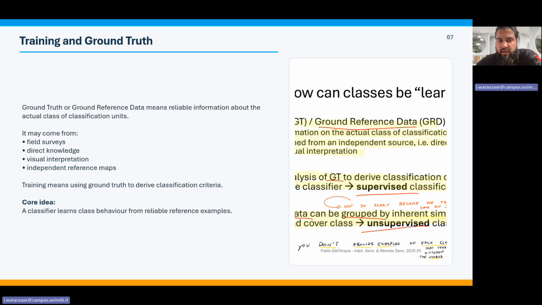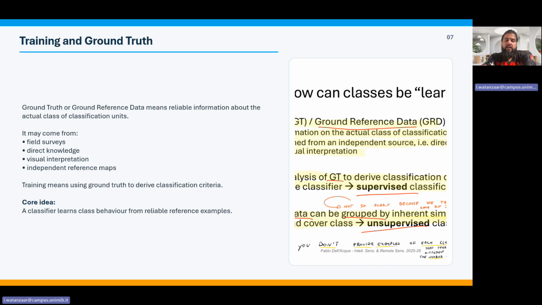The ground truth is that we are actually collecting, through surveys or direct knowledge, visual interpretation, and independent reference maps, what exactly this class should be made of. The information should be reliable, because this is the reference data we are comparing against later, or testing on. So it could be used for both reasons. So the class we are making should be based on obvious and clear information. Training means using ground truth to derive classification criteria. So here training means using ground truths.